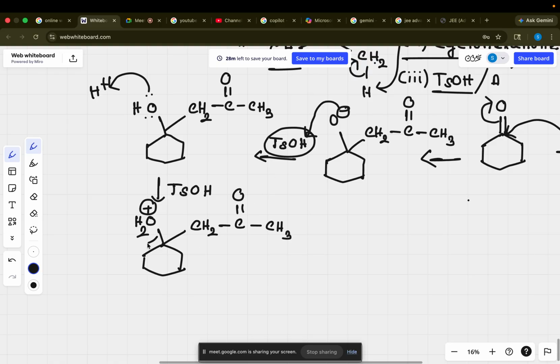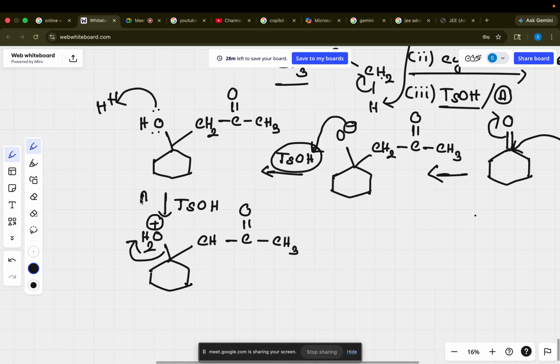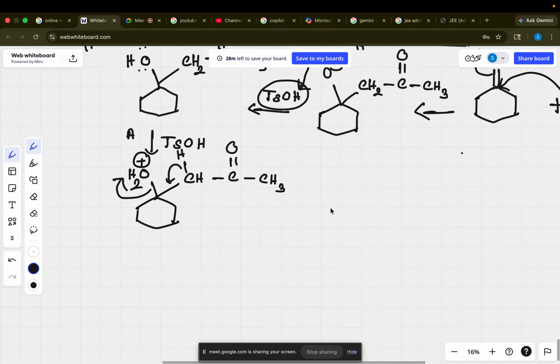So what can happen next? Water is a very good leaving group, so it will leave from here, or you can show it like this. Basically, because they have mentioned heating, in presence of heating this water will leave from here. Hydrogen is coming here and water is leaving, okay. So basically you will get one alpha beta unsaturated system, an alpha beta unsaturated carbonyl compound. Clear? Any doubt?